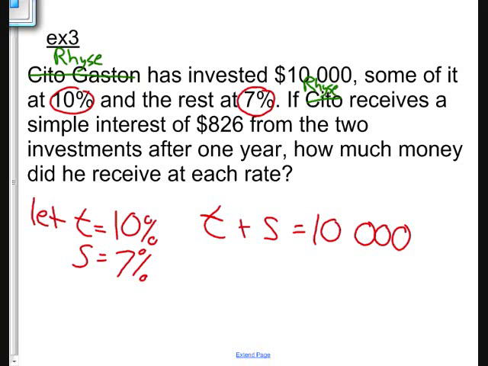And if we take a 10% interest on the money we invested at 10%, so it's 0.1 times T plus 0.07 S, we get $826. Okay, so now we have our two equations. You can just solve.